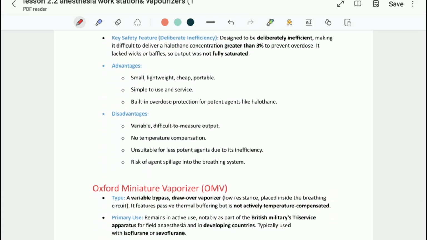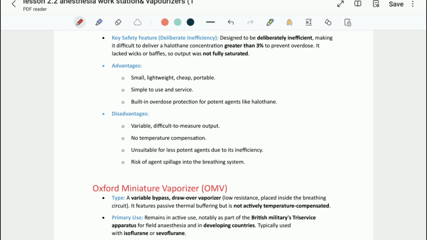The key safety feature was its deliberate inefficiency. It was designed to be deliberately inefficient, making it difficult to deliver a halothane concentration greater than 3% to prevent overdosage. And it lacked wicks or baffles, so output was not fully saturated. Advantages are that it is small, lightweight, cheap, and portable, and it was simple to use and service. And it had built-in overdose protection for potent agents like halothane.